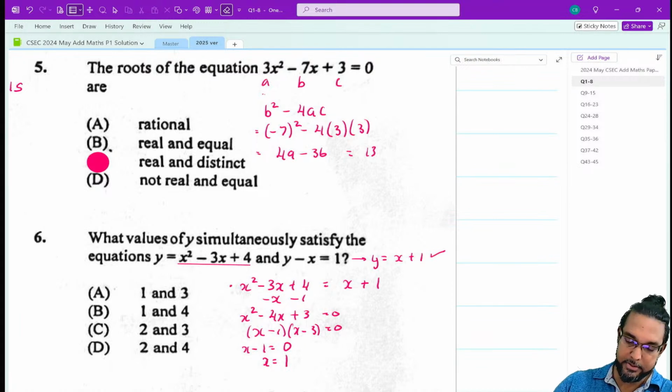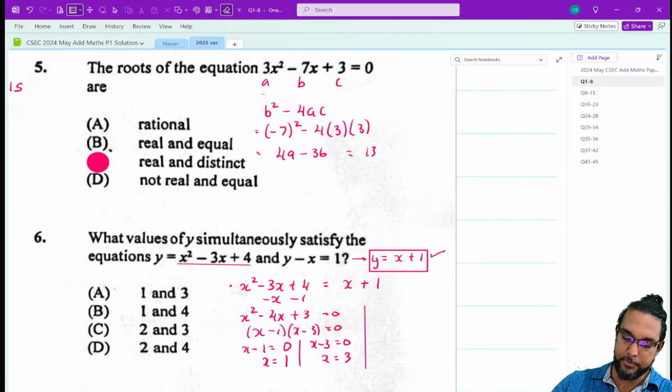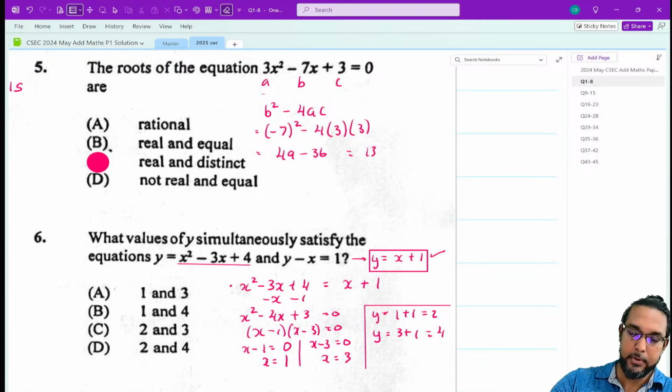Okay, yeah, sorry, so x is equal to 1, and if x minus 3 is 0, it means x is 3. Now, we're going to use this to solve for y, so therefore y will be either equal to 1 plus 1, which is 2, or 3 plus 1, which is 4. So the option here is D.